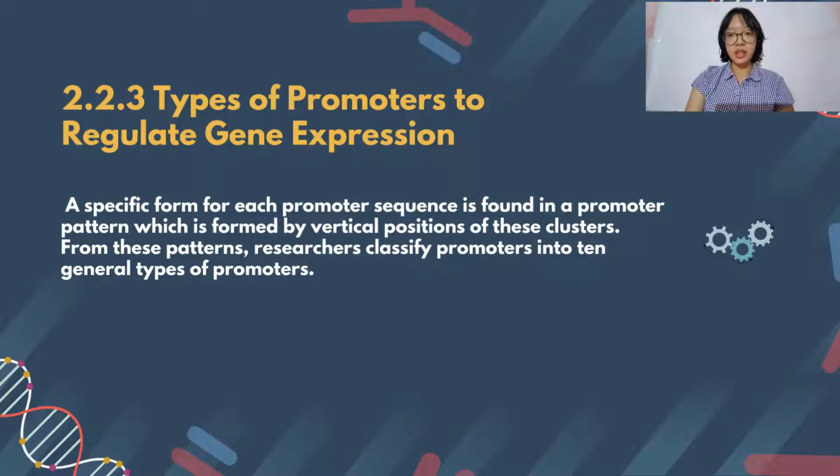Initial general conclusions are drawn when promoter patterns are generated. They exhibit a similar pattern despite the promoter sequences being less conserved between species. A specific form for each promoter sequence is found in promoter patterns, which is formed by the vertical position of the clusters. From these patterns, researchers classify promoters into 10 general types.